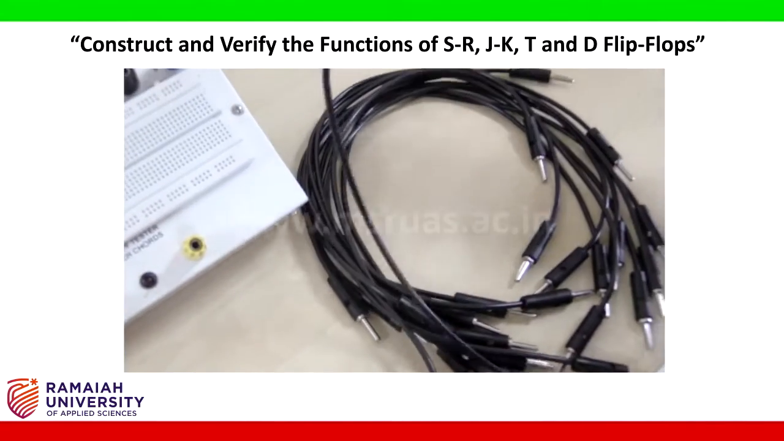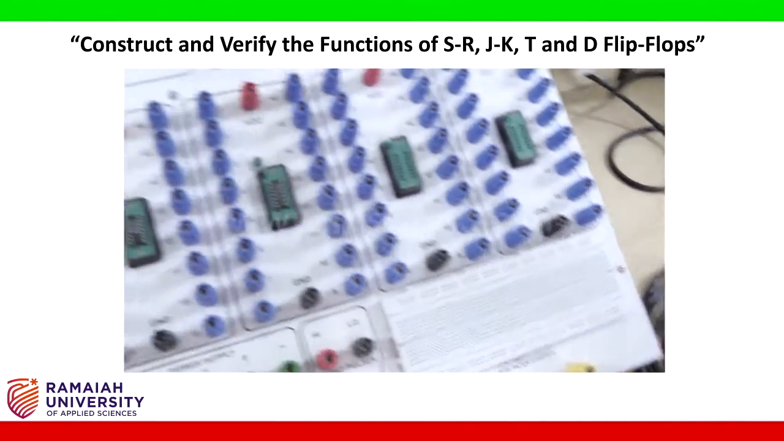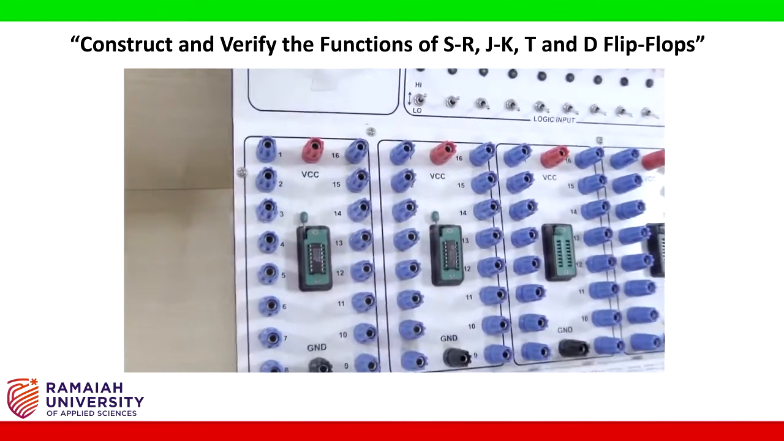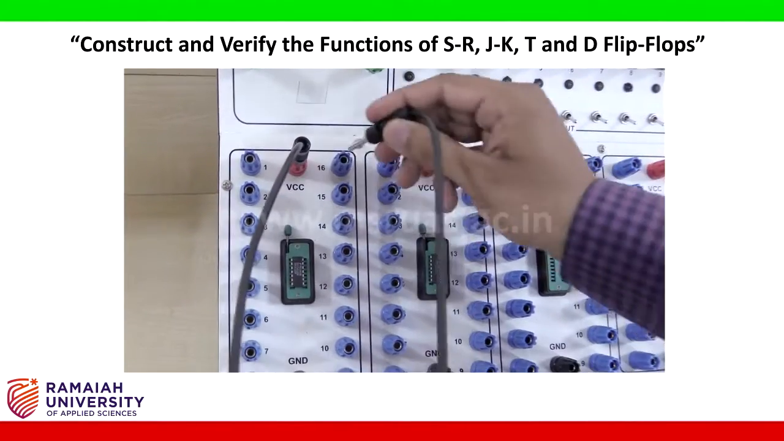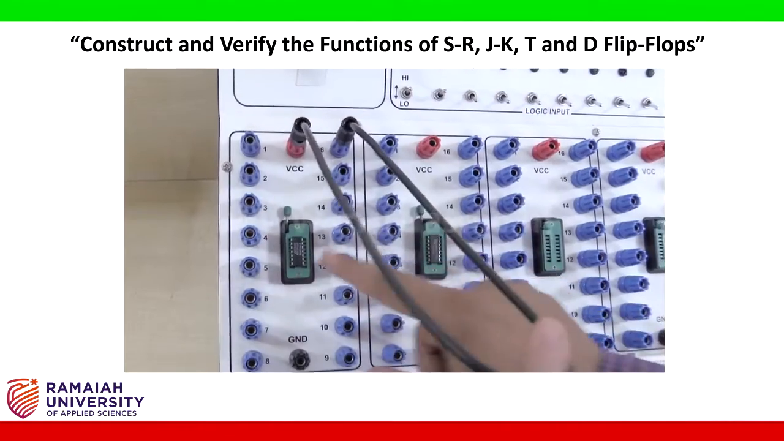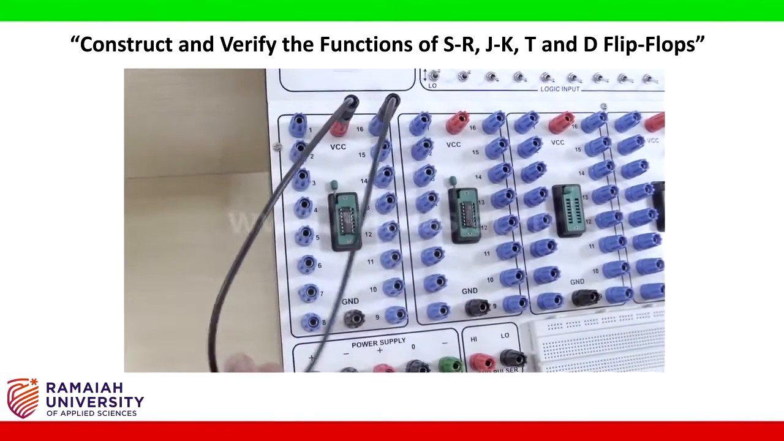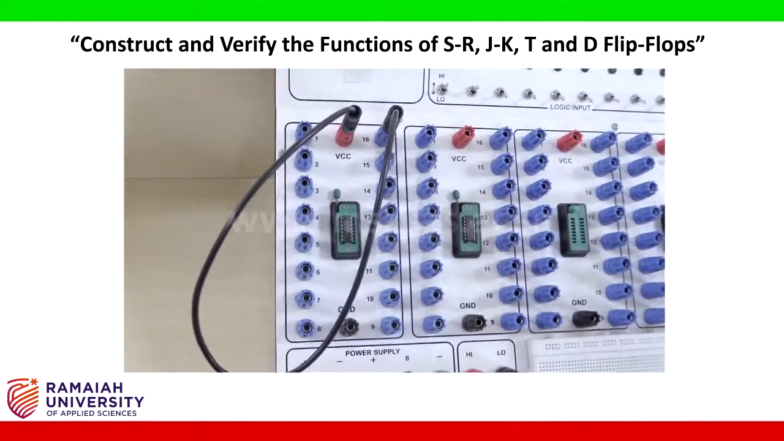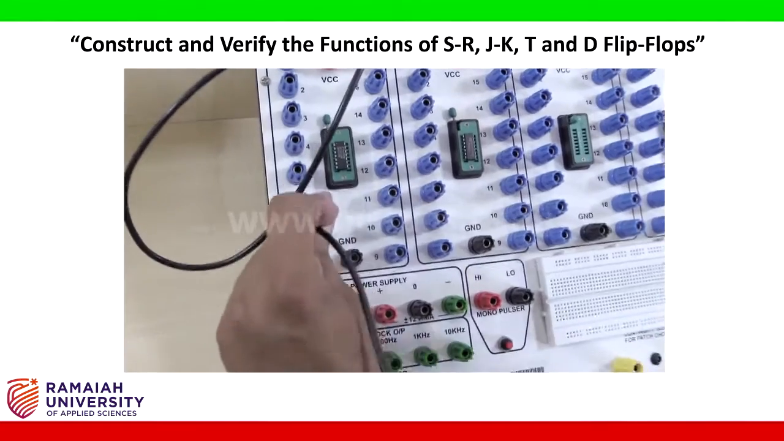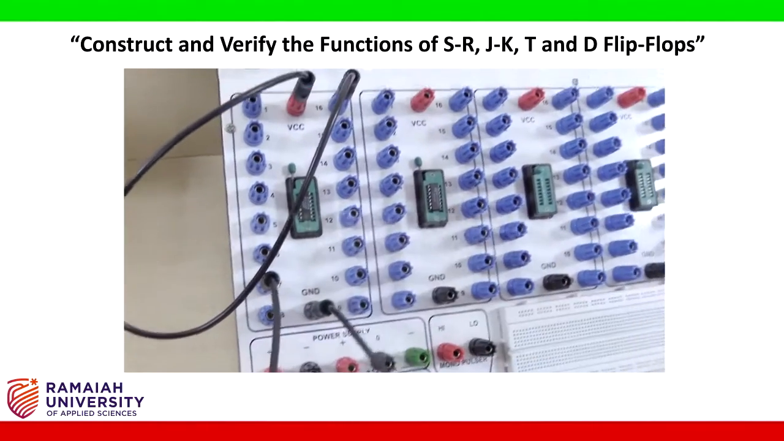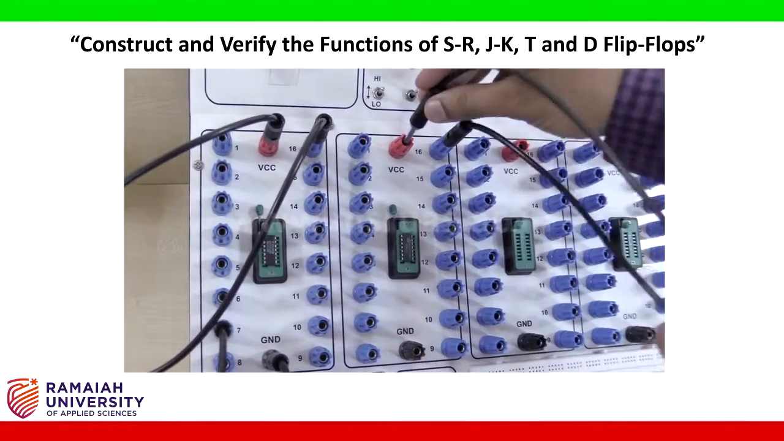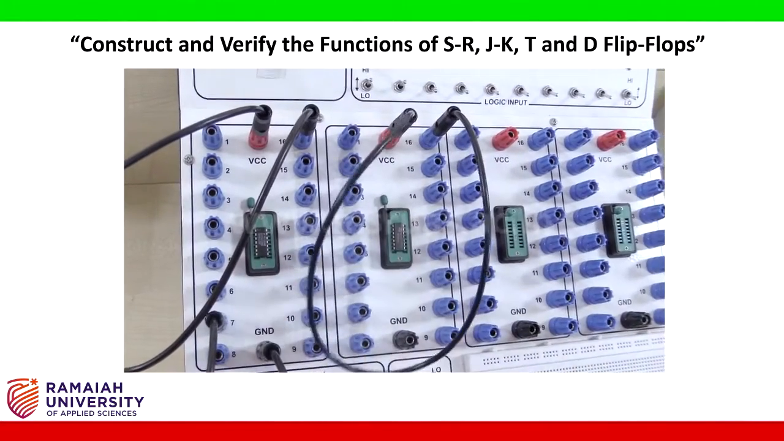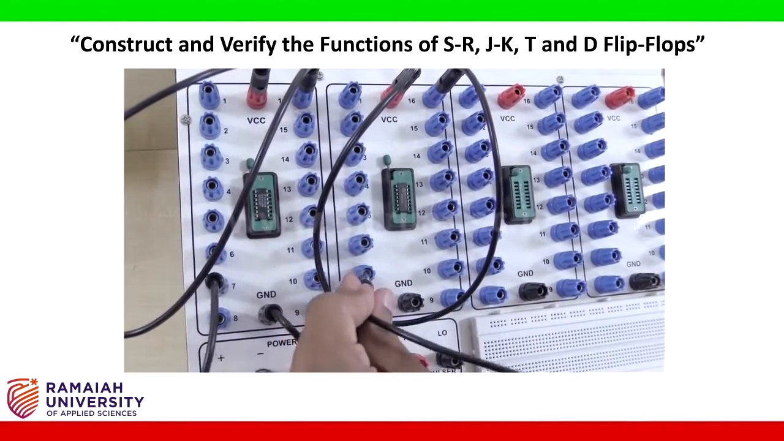Now let us connect the circuit as per the logic diagram. Before connecting inputs and outputs, let us connect VCC and ground for each IC base. There are 2 IC bases where I have placed ICs. VCC is pin number 14, pin number 7 is ground. Similarly for the second IC base, pin number 14 is VCC and pin number 7 is ground.